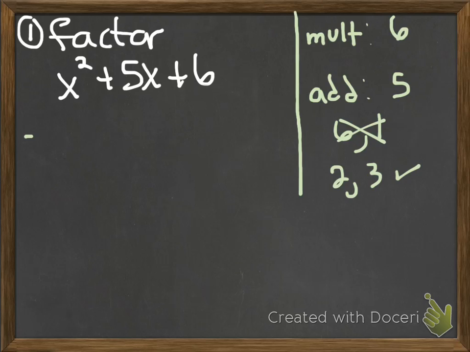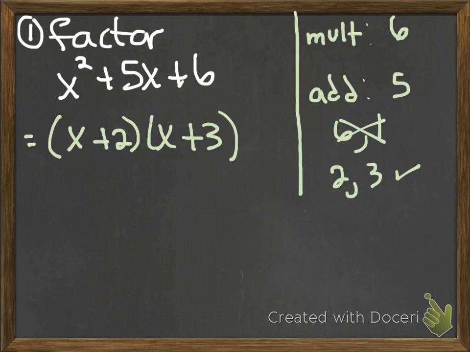Right. So what that does is, once you've got that factor, then I have the x plus 2 and the x plus 3. And that's the factored answer right there.